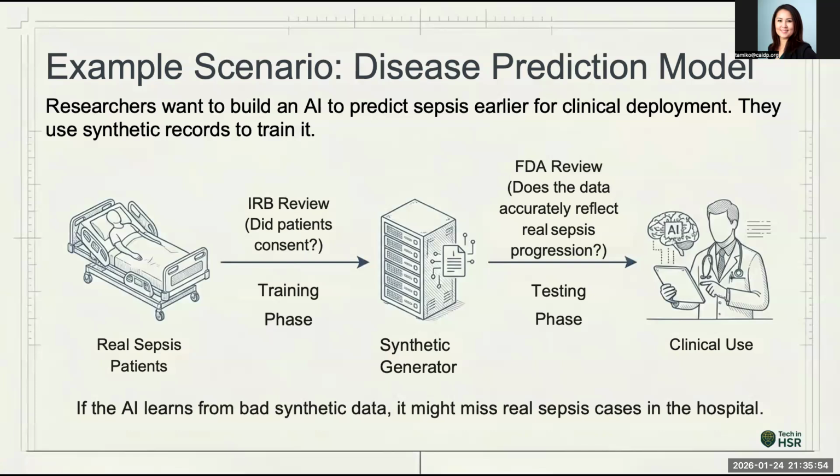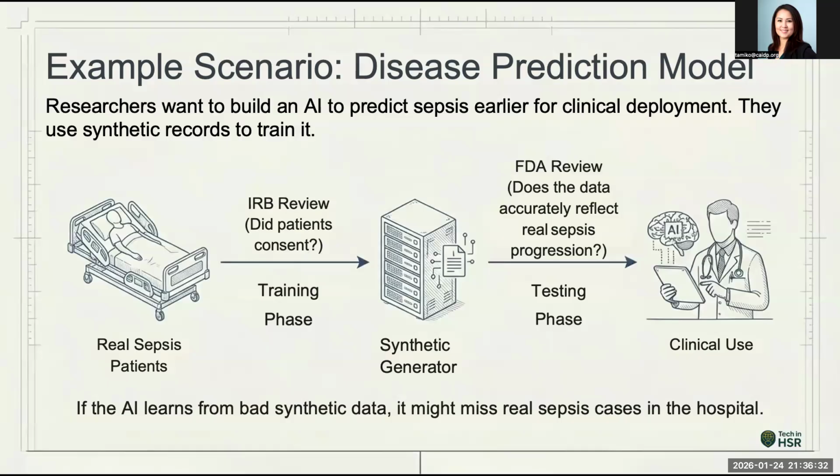And then next is the testing phase. So now we have a synthetic data generator. The model is being developed for clinical use to predict sepsis in real patients. So the FDA question starts to come in. Does the data accurately reflect real sepsis progression? The IRB and the FDA would review whether this tool is going to be safe and effective as a medical device. And so those are things that you would look for under 21 CFR 56 and 50 and 812.